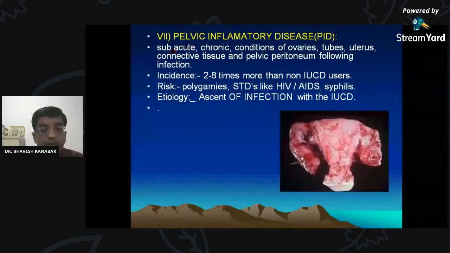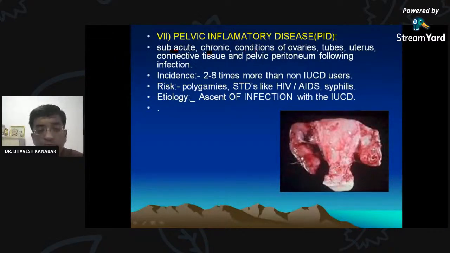PID can be subacute, chronic. This is a chronic condition of the ovaries, tubes, uterus, connective tissue and pelvic peritoneum following infection. Incidence is 2 to 8 times more than in non-IUCD users. So as compared to non-IUCD users, IUCD users have 2 to 8 times more chance of PID. What are the risk factors for PID? Polygamy, and presence of an STD like HIV/AIDS or syphilis. And why is there PID with IUCD? This device serves as the medium for the ascent of the infection. With the presence of the device, infective bacteria can ascend through the strings as well as through the device, and cause infection of the organs of the pelvic area.